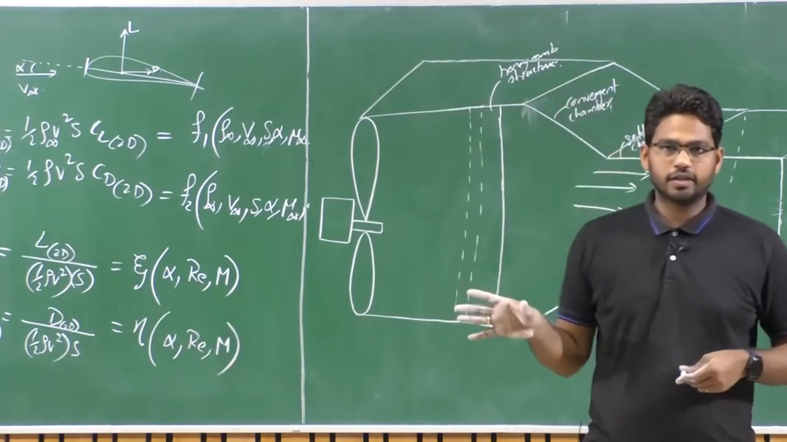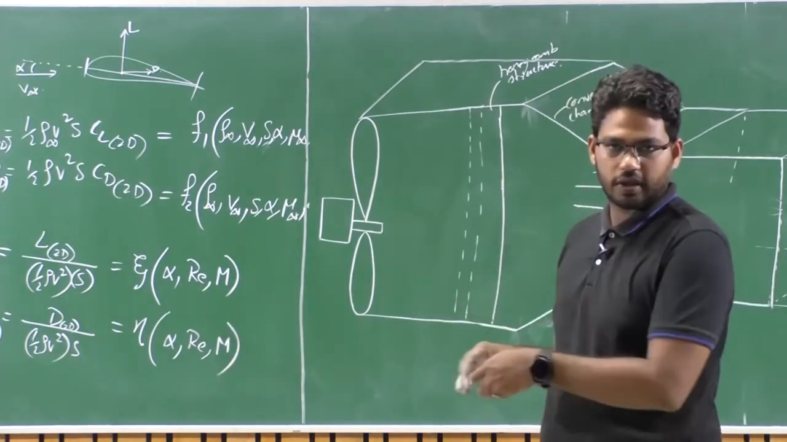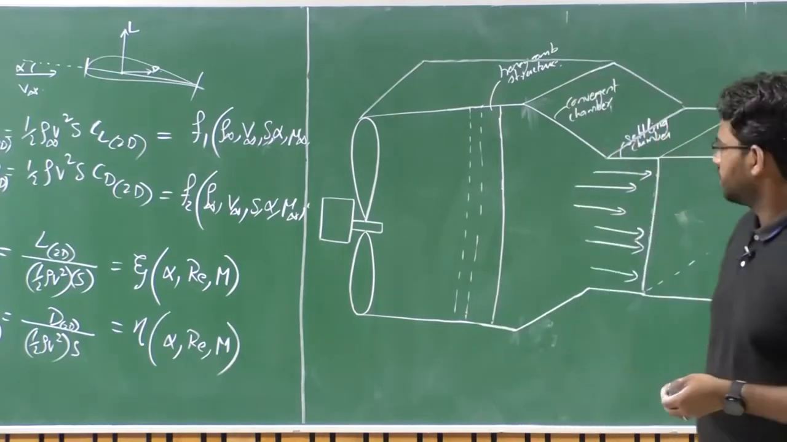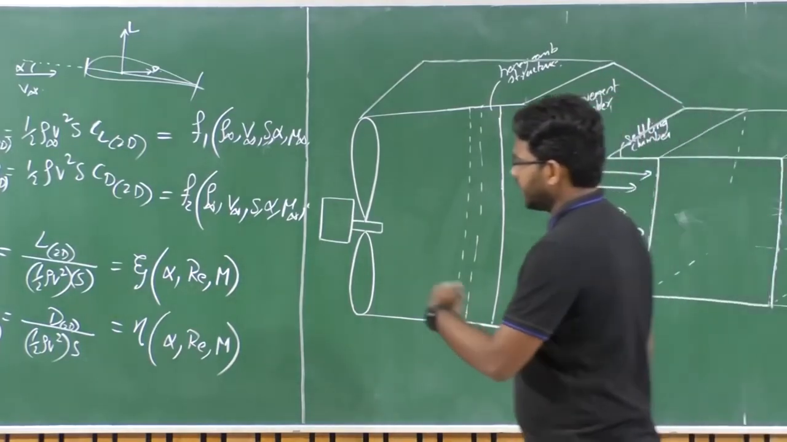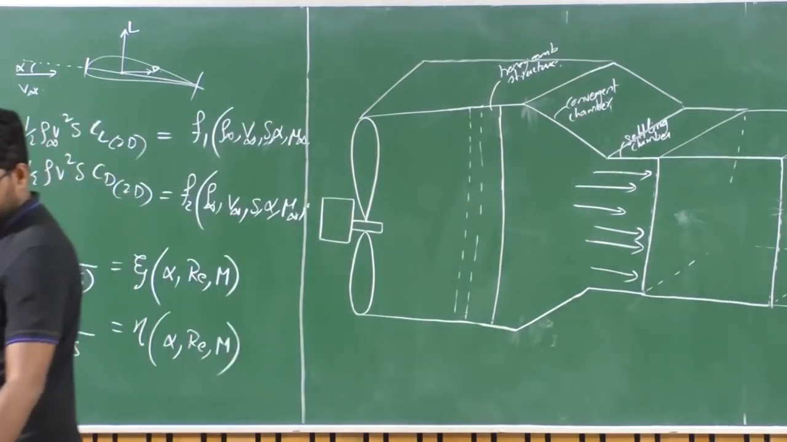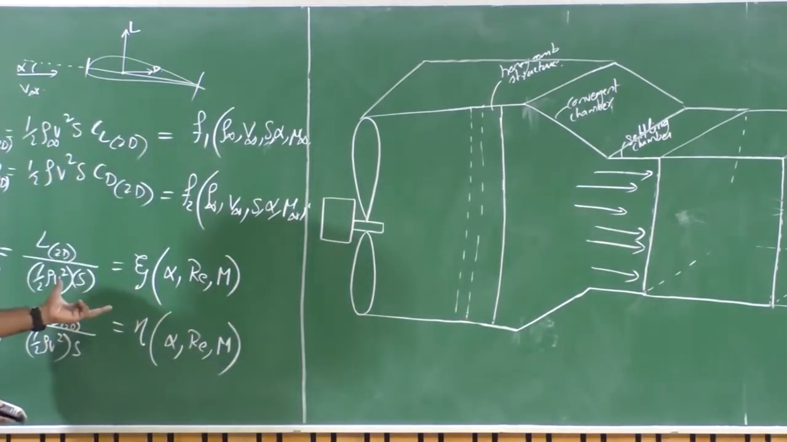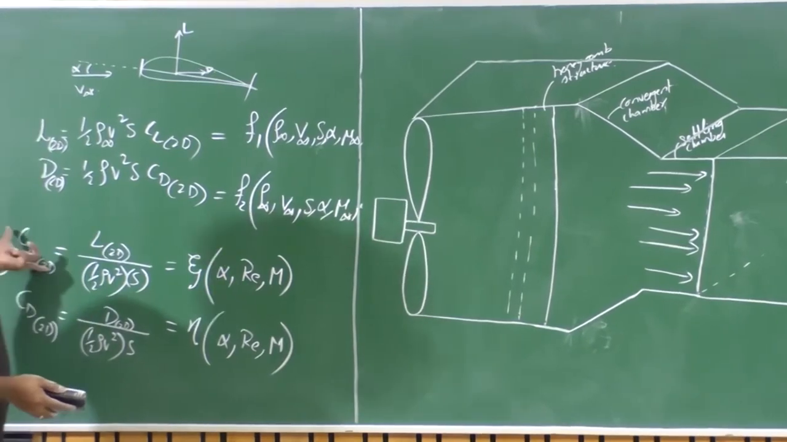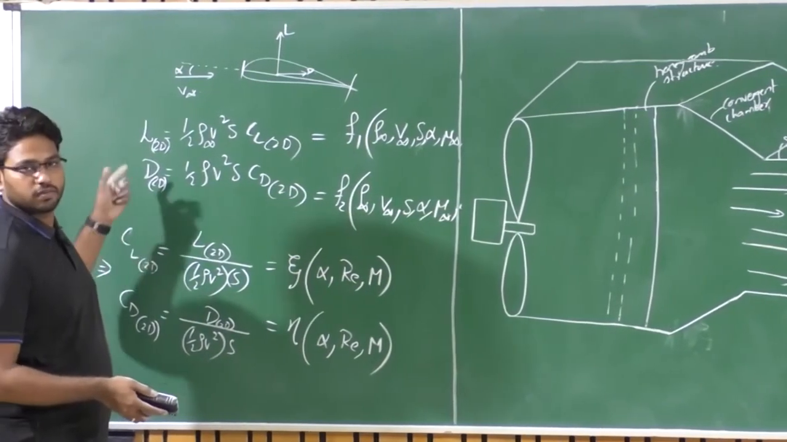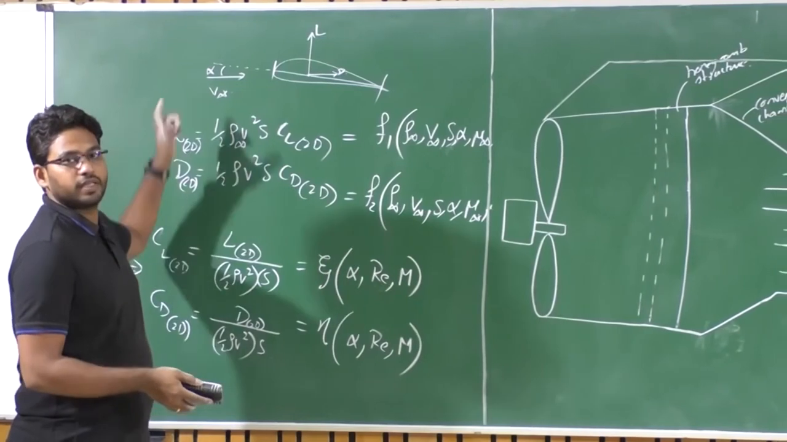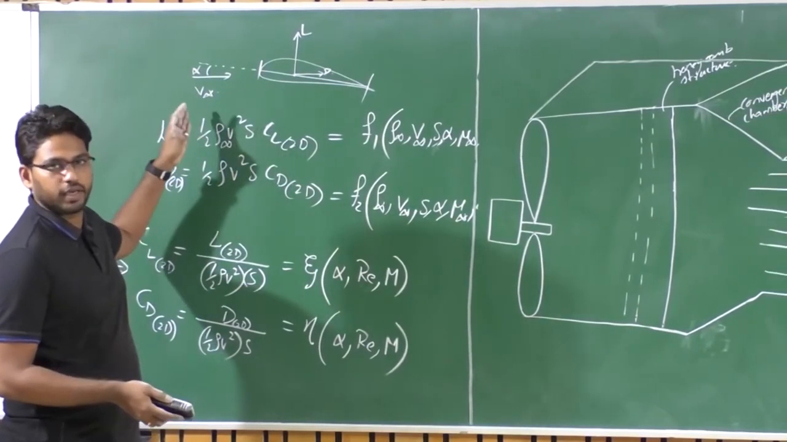This similarity of flows is known as dynamic similarity. If I can achieve such a dynamic similarity condition, then I will be able to attain the same CL value as that of the actual flight test value.